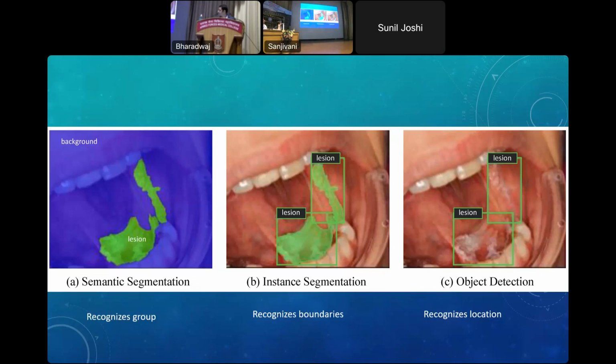First will be semantic segmentation, where it recognizes the group. Like how Tesla will identify where the trees, buildings, roads, and different cars are. So first it will recognize the group of areas. Then it will mark the boundaries, like where all it is placed. And it will recognize the location, like in which area it is present, buccal mucosa, tongue, or whatever. So this is how it will recognize and segment the images.